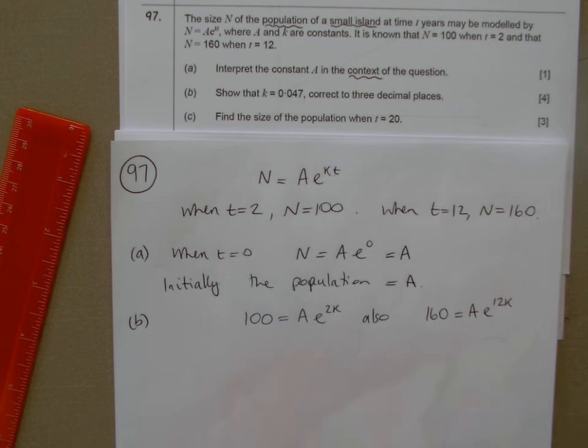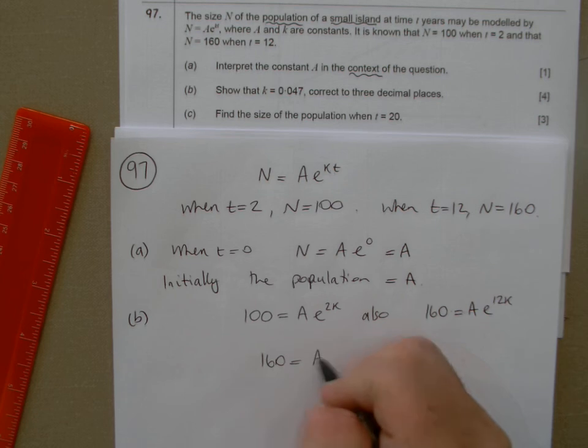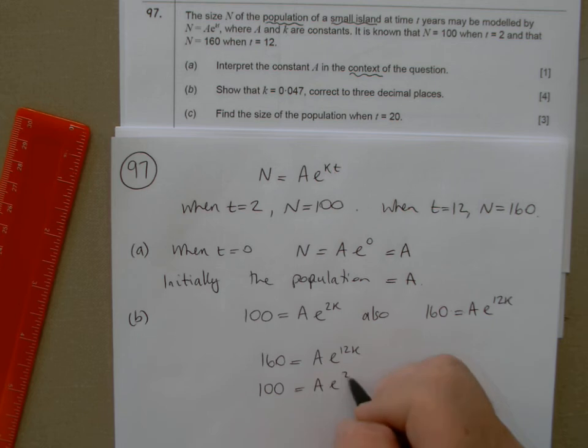Okay, so we've got now two equations here, with just different values in, same setup, different values. So what we can do now is use simultaneous equations to work out k in this case, which is what they're looking for. Now, in order to do this, what I would do is I divide. So I'm going to write this one down first. You'll find it easier to write this one down first. So 160 equals a e to the power 12k. And then underneath then, 100 equals a e to the 2k.